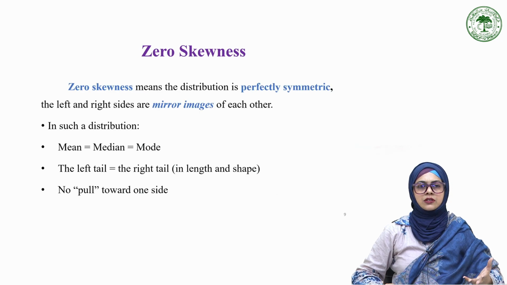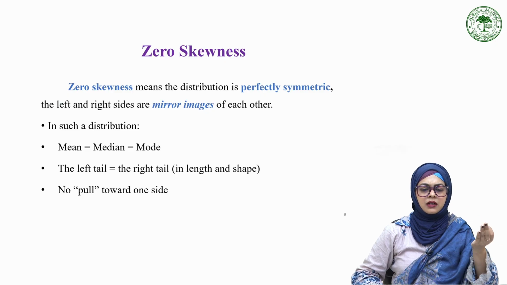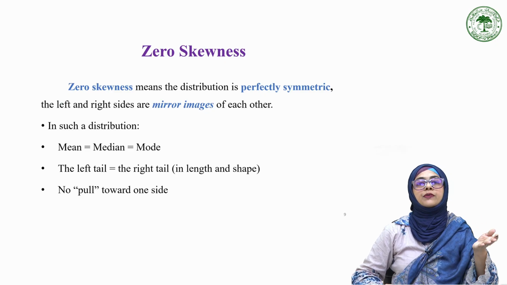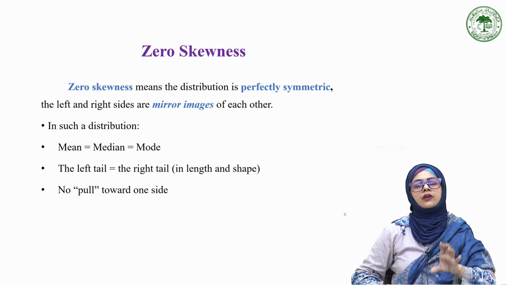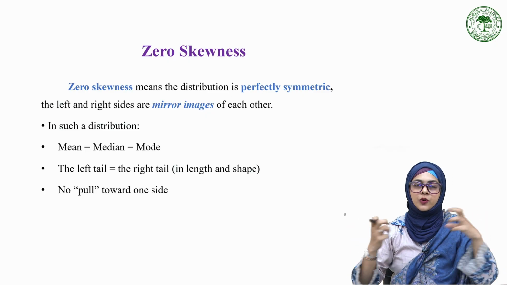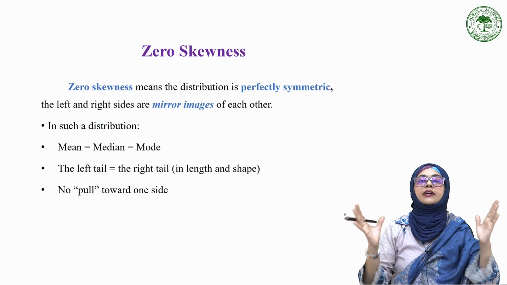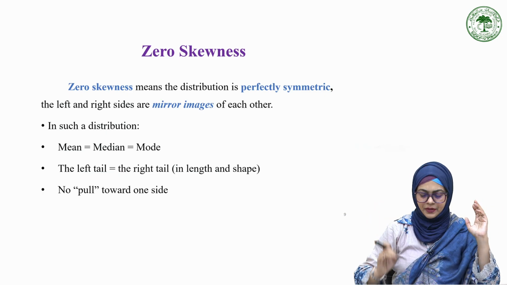So zero skewness, what does it mean? That it is perfectly symmetrical. The two sides are mirror images of each other, in which mean, median, mode are the same. The left tail is equal to the right tail in length and in shape. So there is no pull towards one side. It is perfectly balanced. This is known as zero skewness.